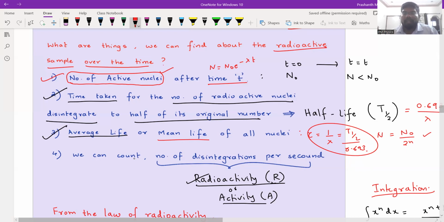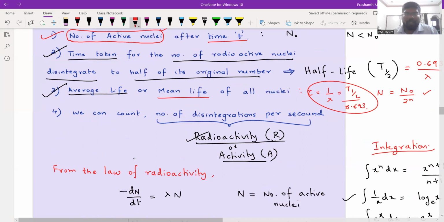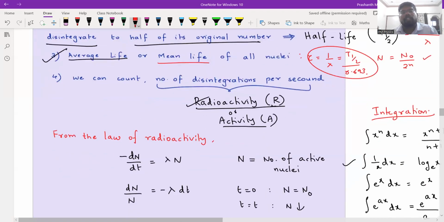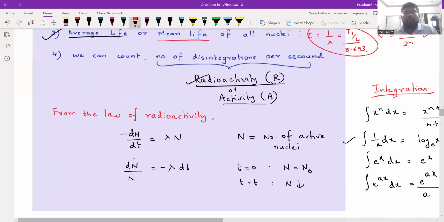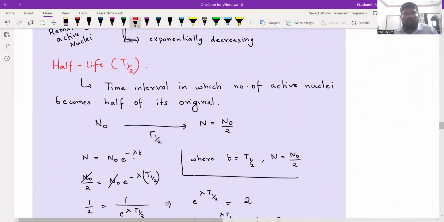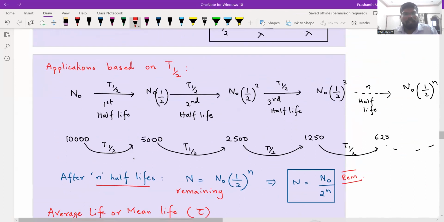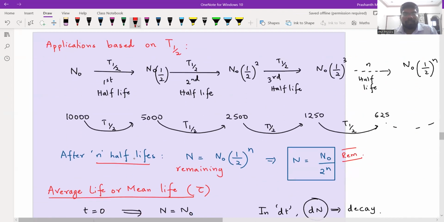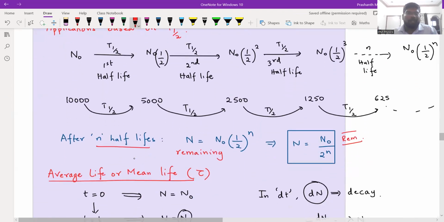Then average life or mean life, we represent with the symbol tau, which is 1 by lambda. So the relation is T half is equal to 0.693 times the average life. Then we have seen activity or radioactivity, which is nothing but the number of disintegrations per second. And then we have seen the graphs, and we have calculated the T half, and the main important formula for mains, T half based questions will be coming.